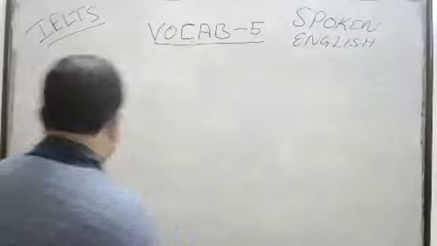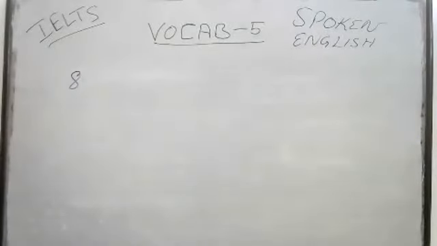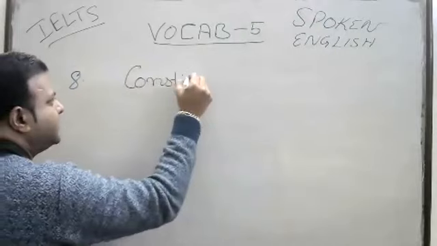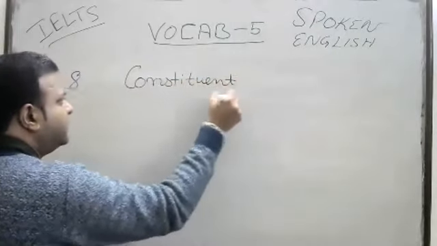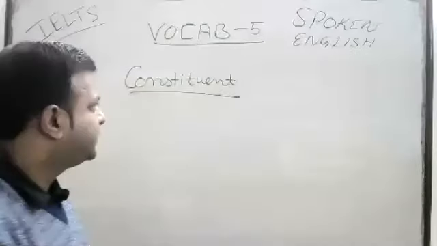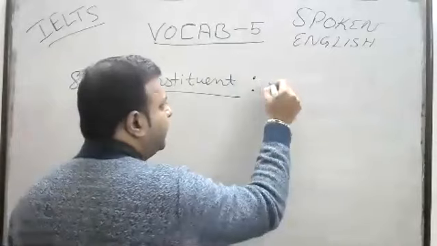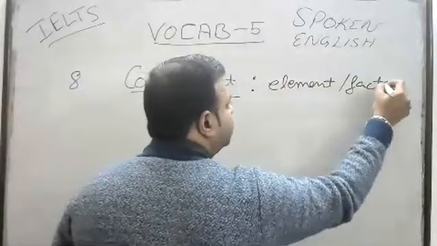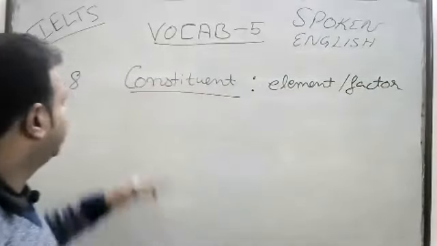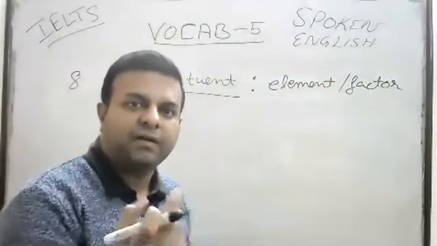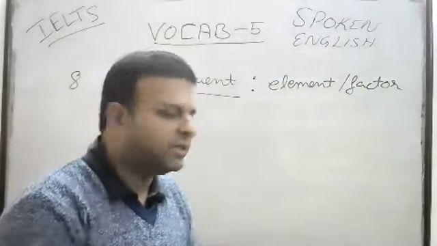Now let's move on. Number 8. What next word can we do? Let's do constituent. बहुत अच्छे वर्ड्स हैं, ठीक है, आराम से समझो. Constituent. Now constituent means, like we know, element, factor. They become constituent. मतलब वो एक बहुत अच्छा एक aspect, एक factor, एक element बन जाते हैं किसी चीज के लिए, right?